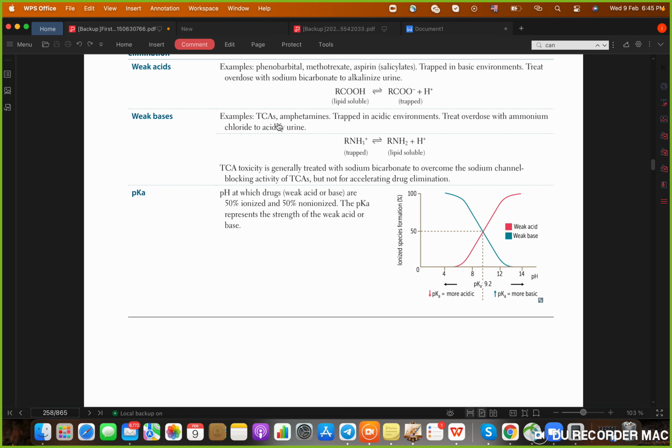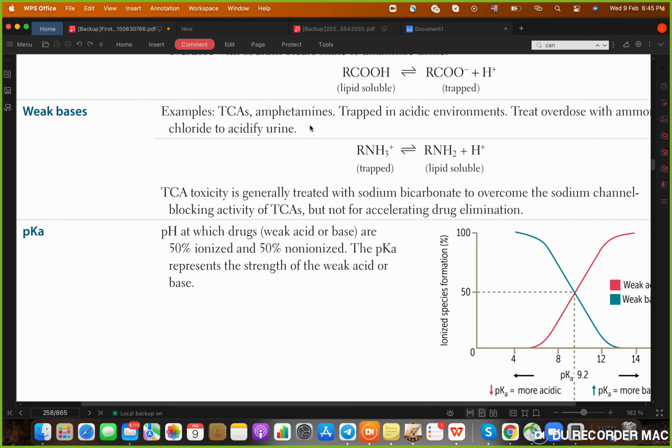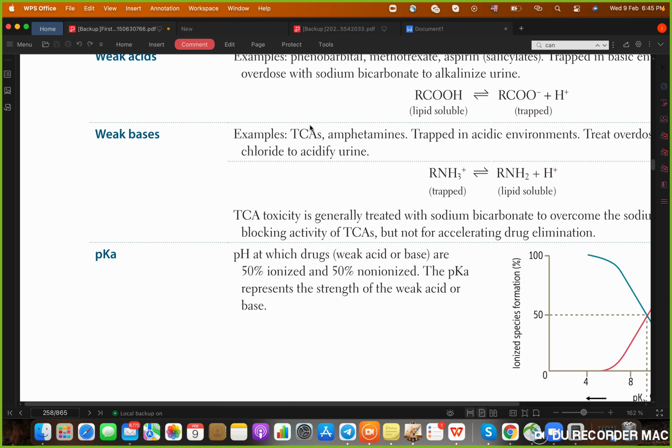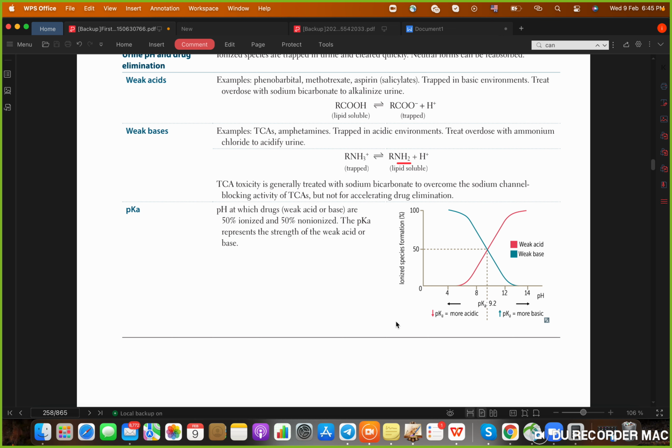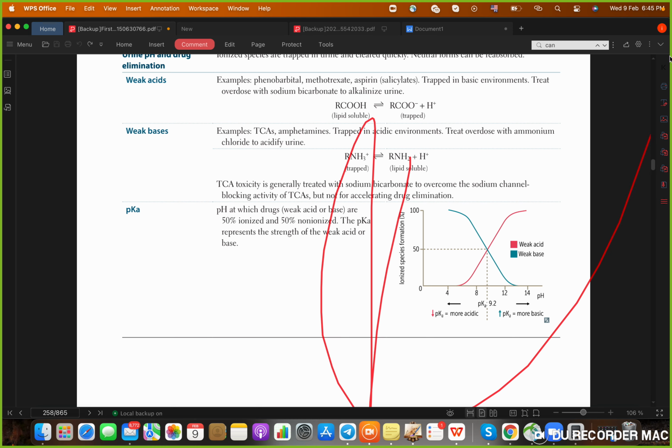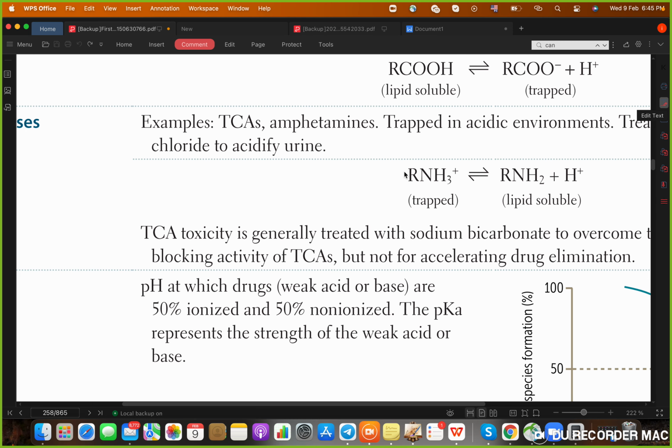They are trapped in an acidic environment, and the treatment of overdose goes with something called ammonium chloride, which basically helps in acidifying the urine. Okay, I acidified the urine. So now anytime you give a drug that is a base, it's going to be trapped with the acid, which is basically this guy, the ammonium chloride, right? So the ammonium chloride will help trap the base and get it out from the body. Okay, so that is the deal. We're trapping it and it goes outside of the body.